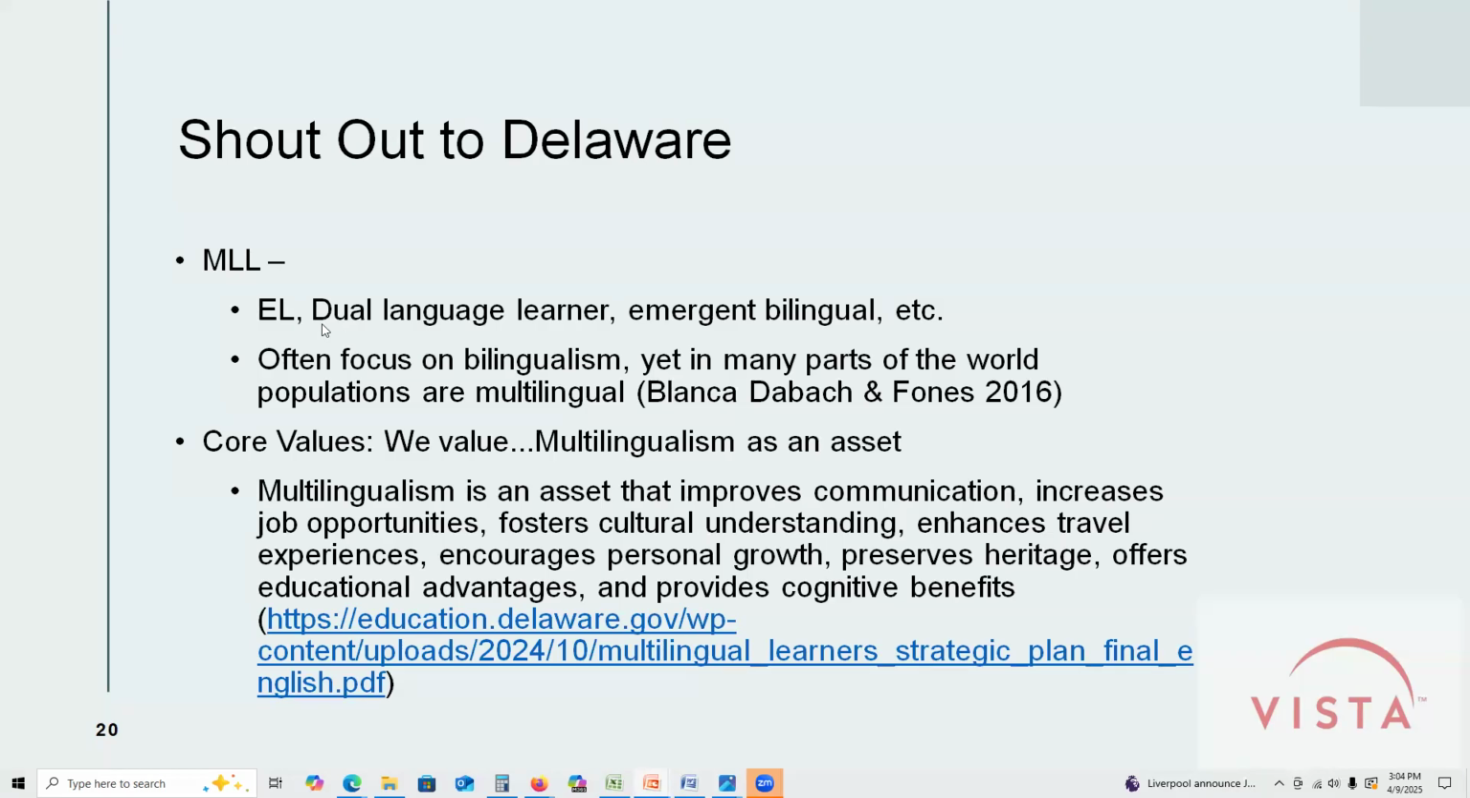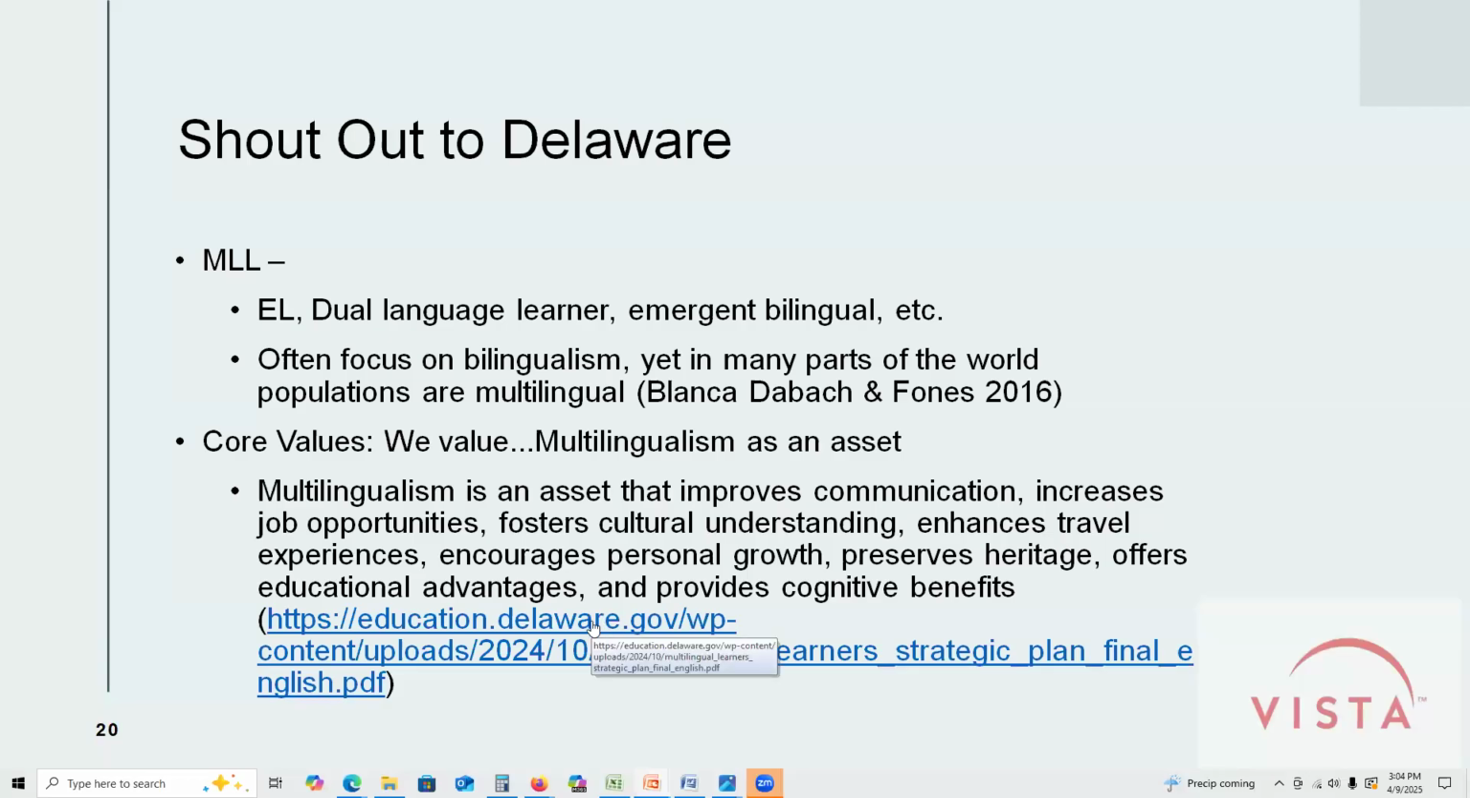And I did not see anything LEP anywhere on the Delaware website. In fact, I went to this document that you have here where it mentioned your core values. We value multilingualism as an asset. Y'all, I have not seen that in other states. So I just need to give you massive props. I was so impressed. Quoted here, multilingualism is an asset that improves communication, increases job opportunities, fosters cultural understanding, enhances travel experiences, encourages personal growth, preserves heritage. That's a huge one. Offers educational advantages and provides cognitive benefits.